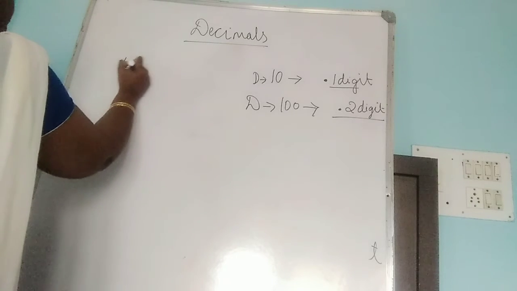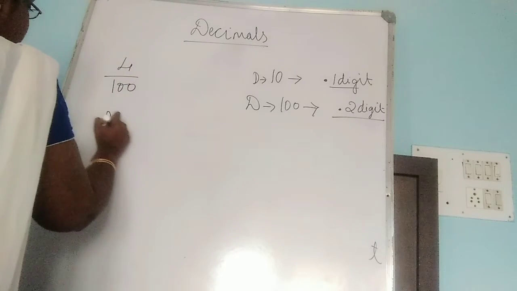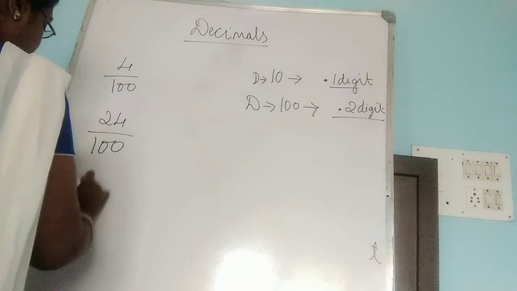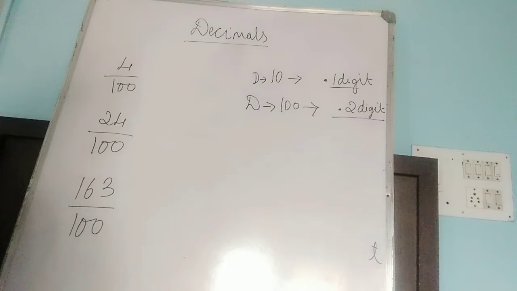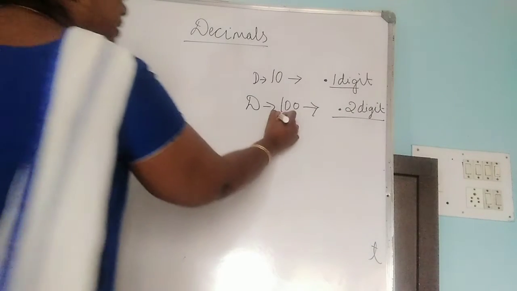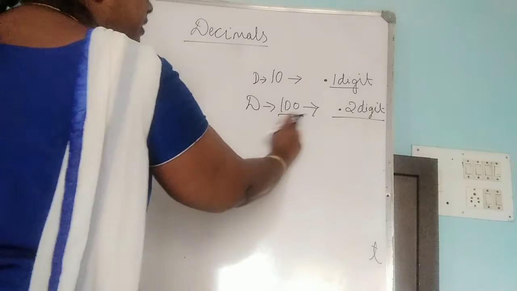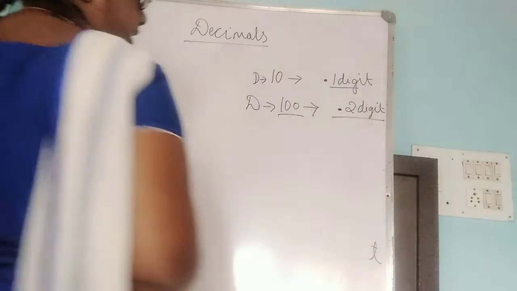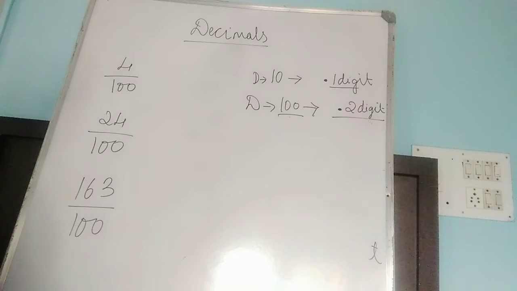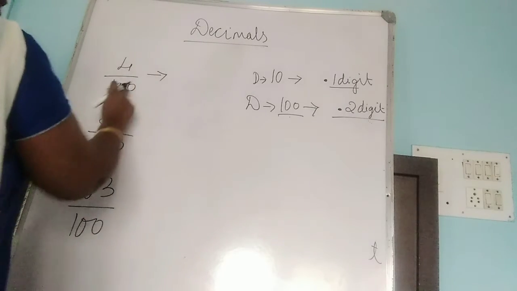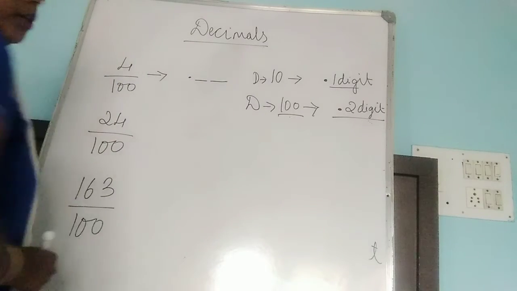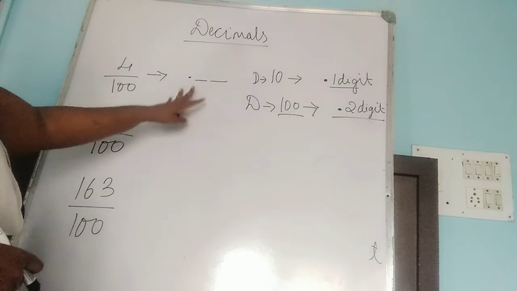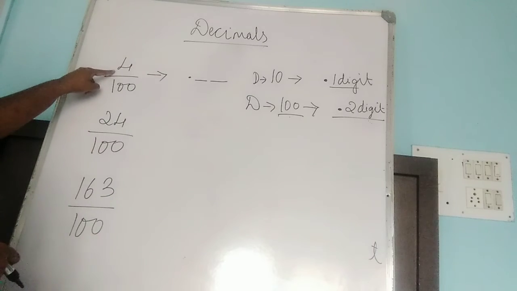4 by 100, 24 by 100, 163 by 100. Let's see how to convert these fractions into decimals. Remember this: when the denominator is 100, after the point you should have two digits. So for 4 by 100, put the point and one digit, two digits. Initially you practice like this, it will be easy for you.